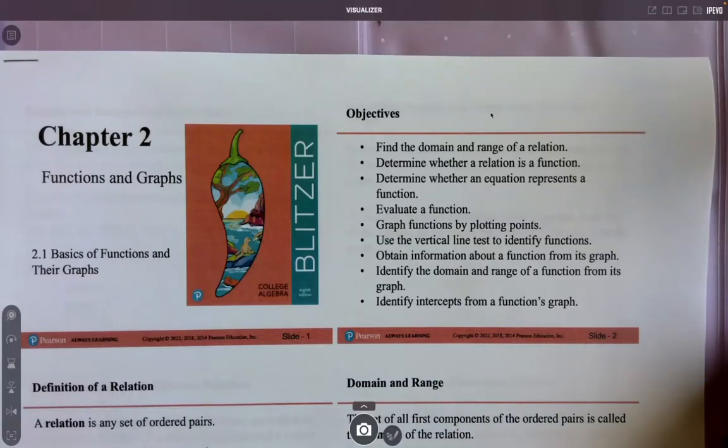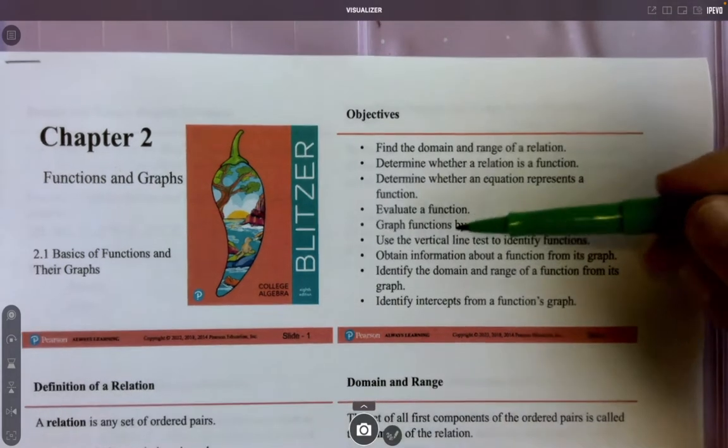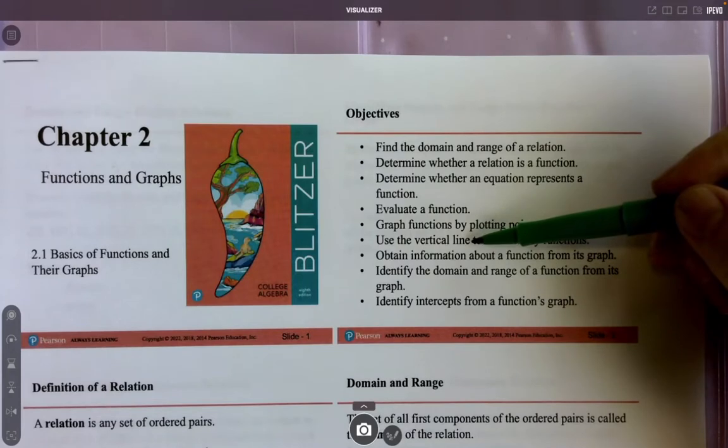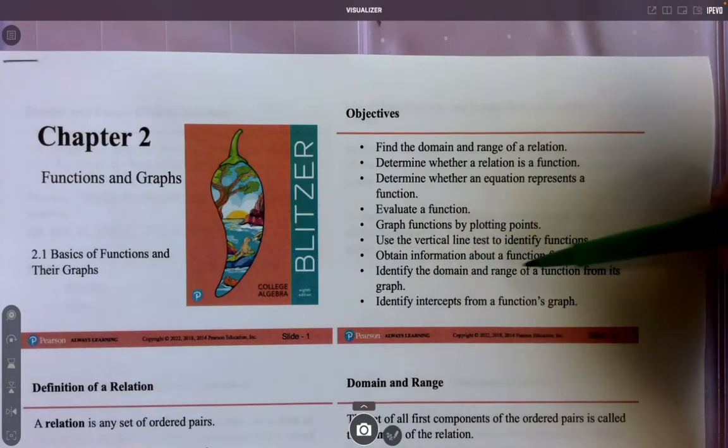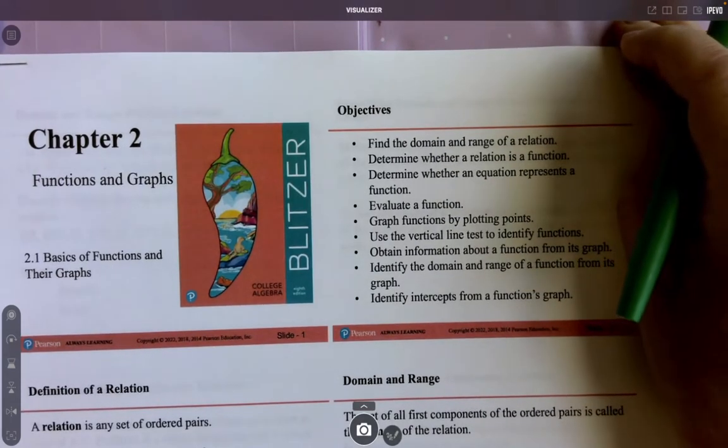Let's look at 2.1, basics of functions and their graphs. So we are going to look at domain and range, function or not a function, representing an equation as a function, evaluating a function, graphing, the vertical line test, obtaining information about a function from its graph, identifying domain and range from a graph, and identifying intercepts from a function's graph.